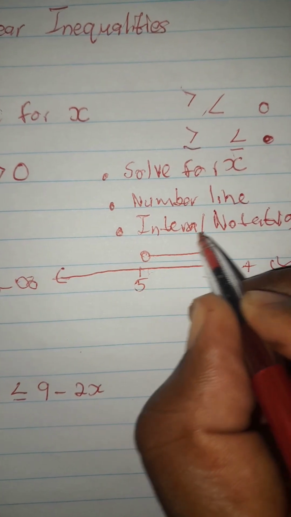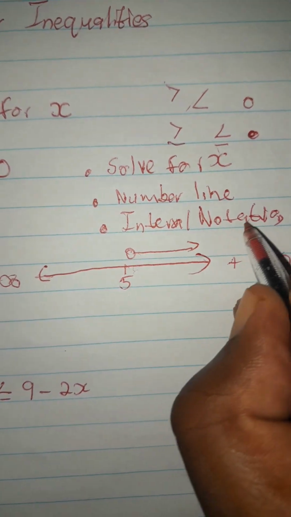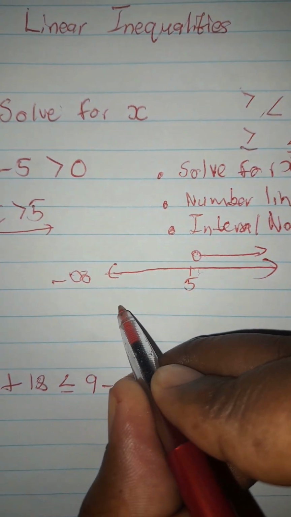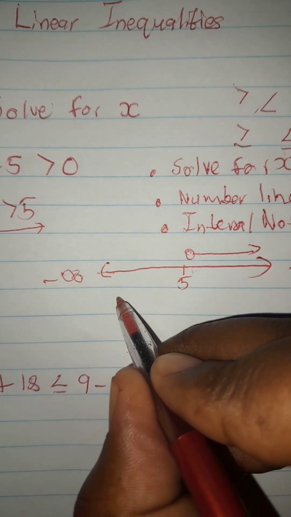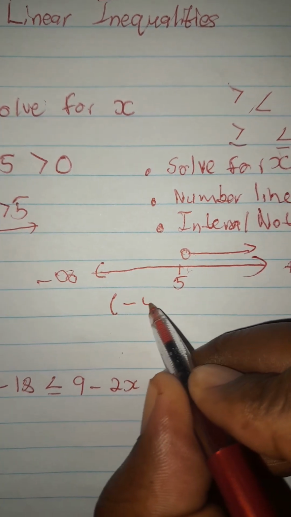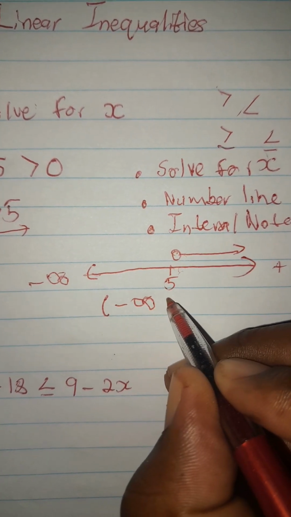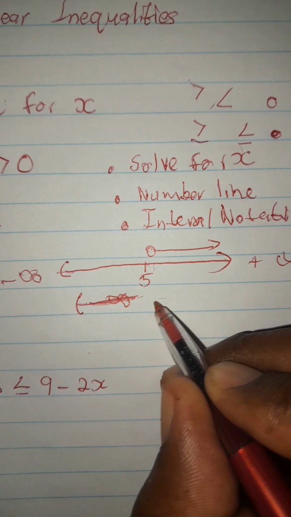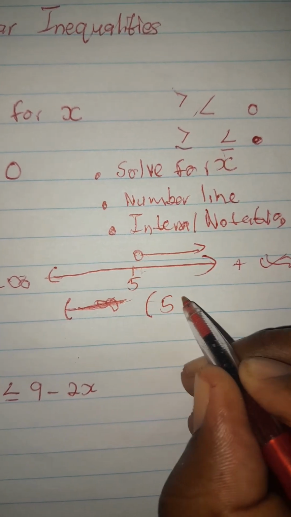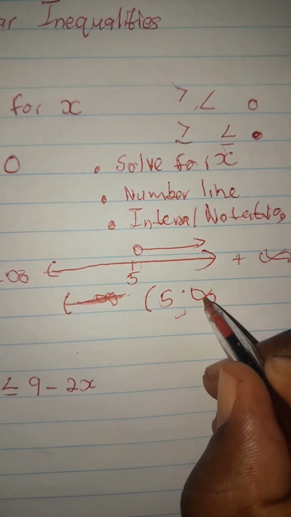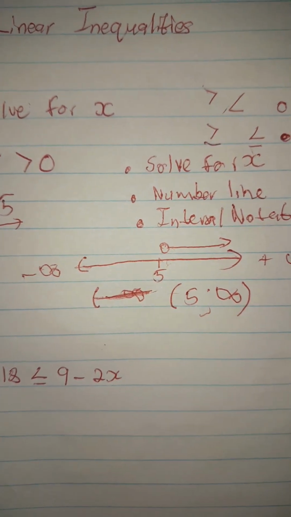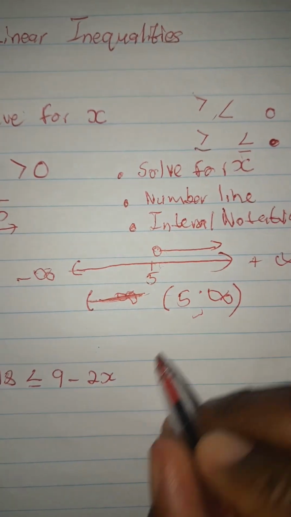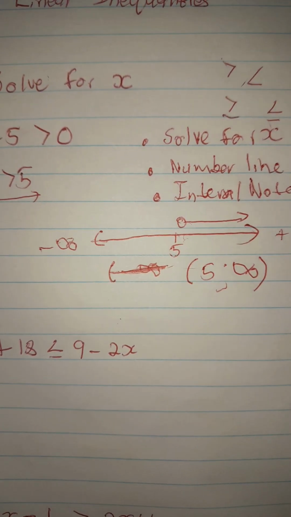But we need to leave our solution also in terms of interval notation. This is inequality form, but let's leave it in terms of interval notation. That will be the same as x is an element of, not negative infinity, it's going to be 5 and positive infinity. I was making a mistake because it's not less than, it's greater than. So it's going to be 5 and infinity.